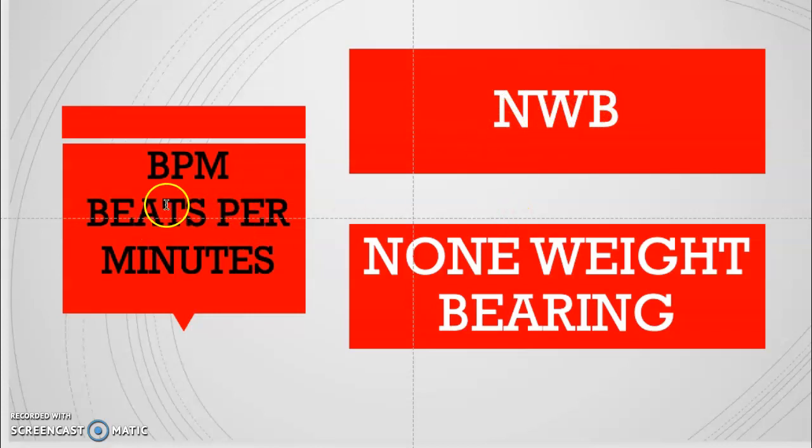We have another term here, BPM. BPM stands for beats per minute, and what do we measure in beats per minute? It's the heart rate, pulse. Like when you're doing a radial pulse, you might see 70 beats per minute. That's an example of beats per minute.